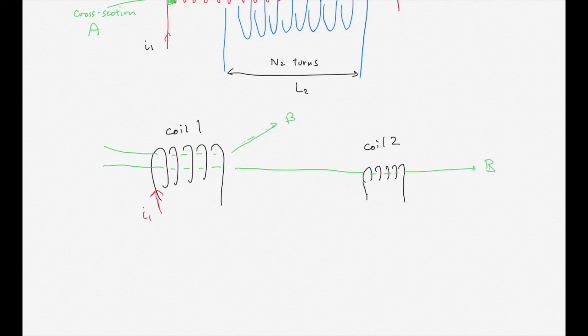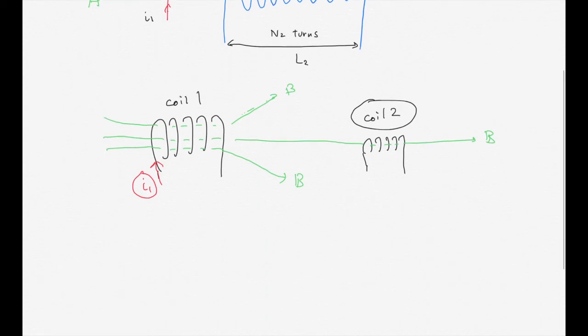Magnetic field. This is the form of the magnetic field. So the magnetic flux through each turn of coil 2 is proportional to the current I sub 1 in coil 1. The proportional constant we call the mutual inductance.